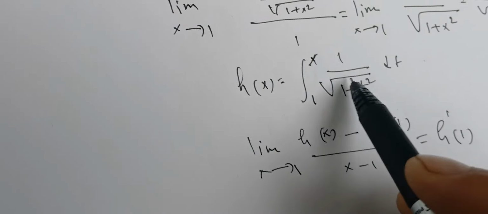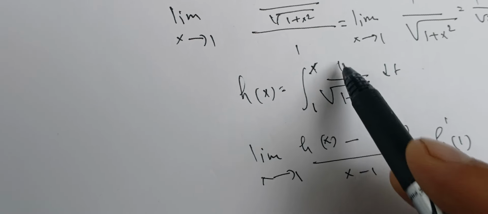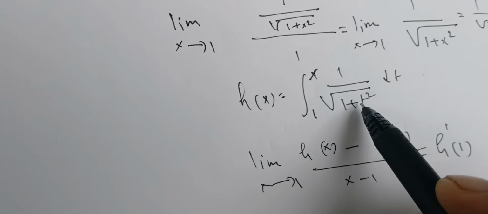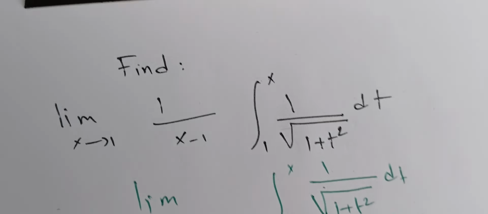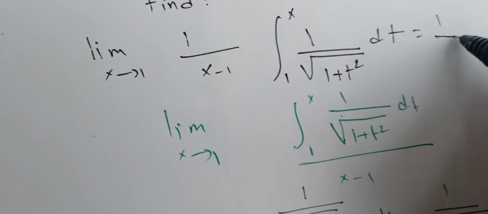Using the derivative, we know that h prime of x is 1 over the square root of 1 plus x squared. When we evaluate at 1, we get the same thing, 1 over the square root of 2. So this is a quick way to get the result, and I think that's it. That's all we need. This limit is 1 over the square root of 2.